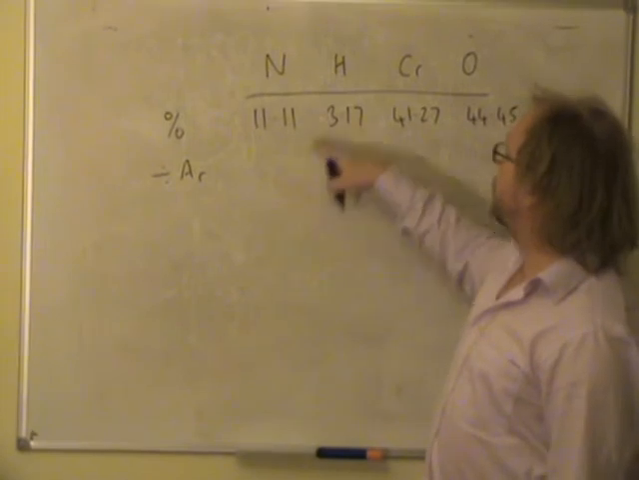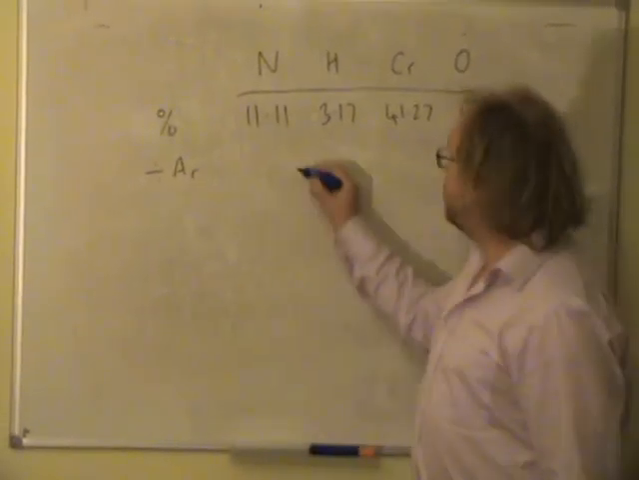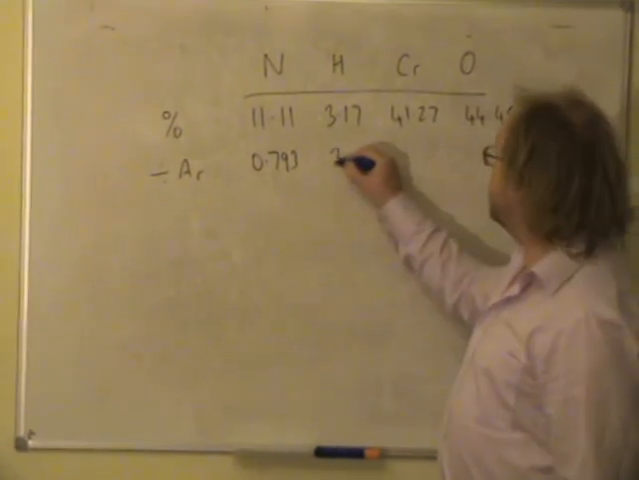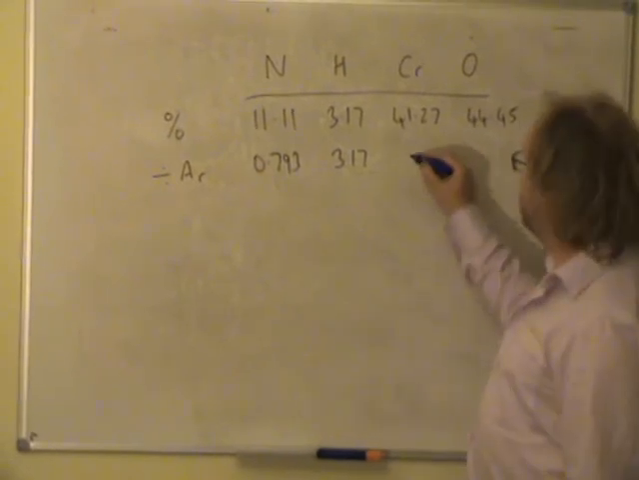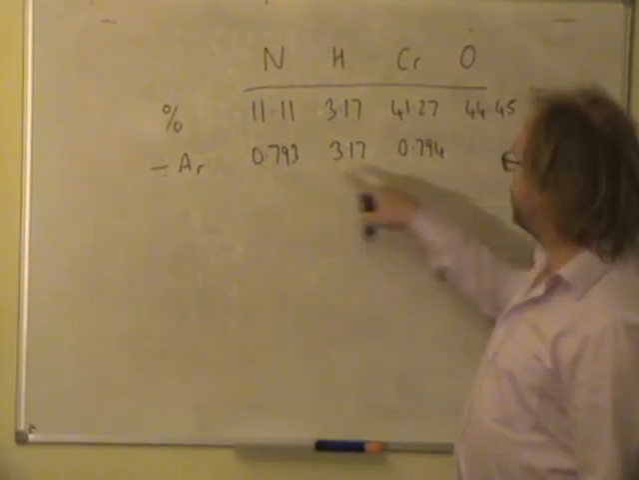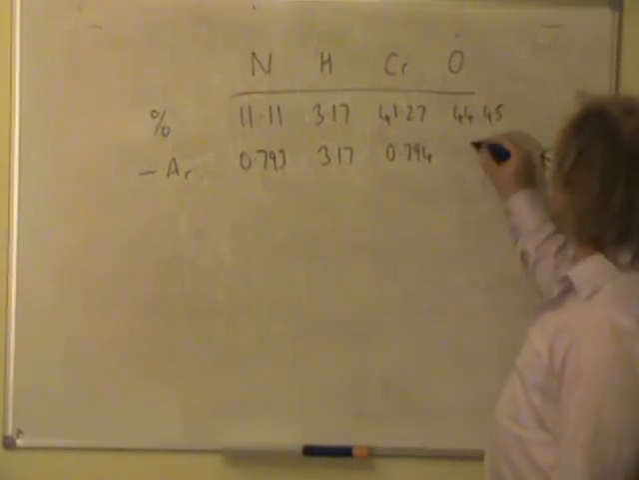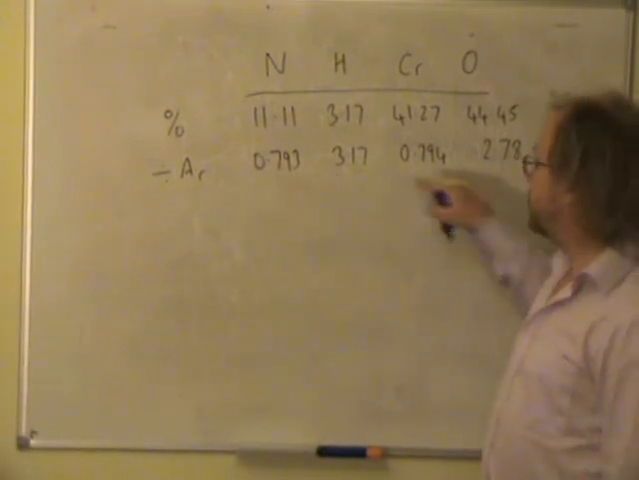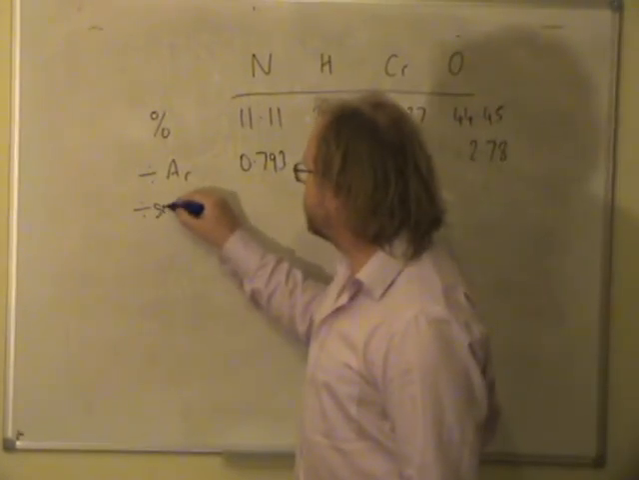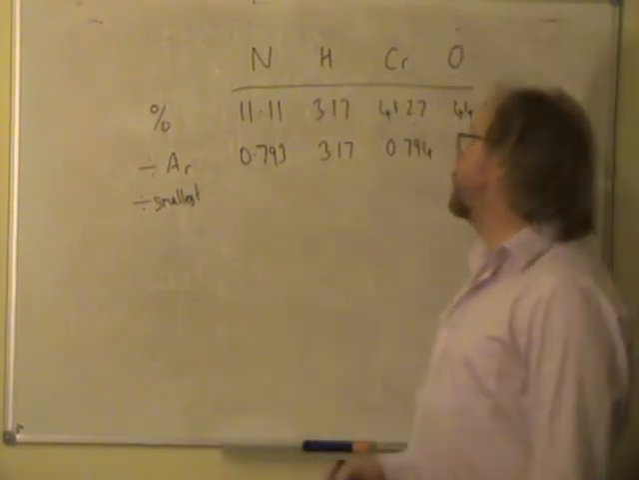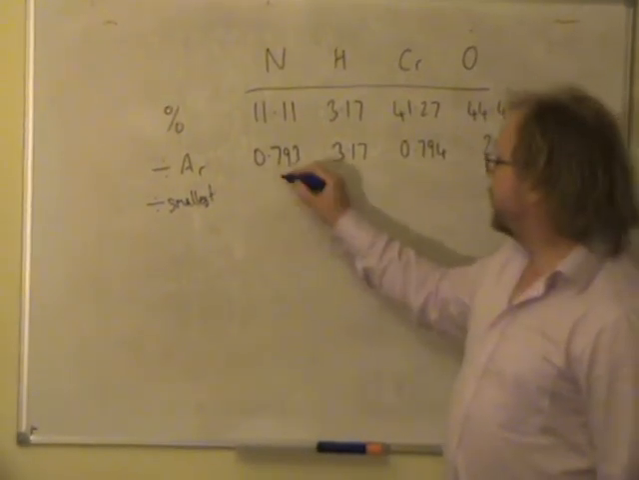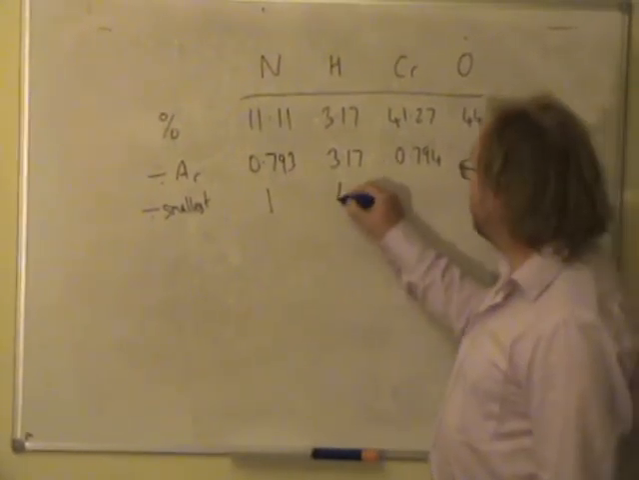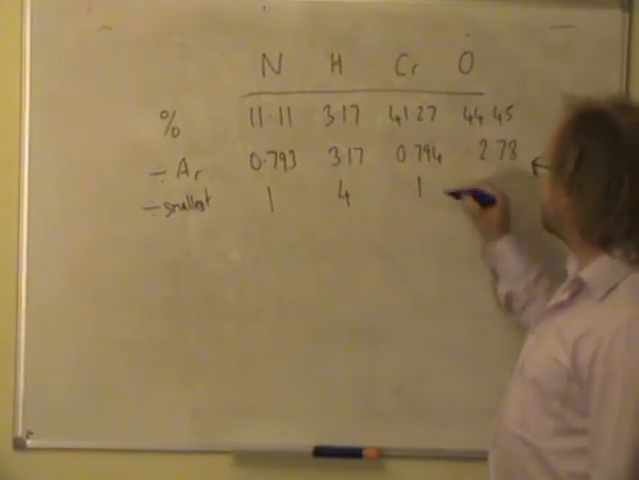So you divide the nitrogen by 14, the hydrogen by 1, and so on, and you get 0.793 and 3.17 and 0.794, which is more or less the same as that one, and 2.78. And then you want to make those into whole numbers, but in the same proportion, so you divide through by the smallest of them, which is 0.793. So you divide that by itself and you get 1. 3.17 divided by that is 4. That one's more or less the same as that, so that's going to be 1 again.